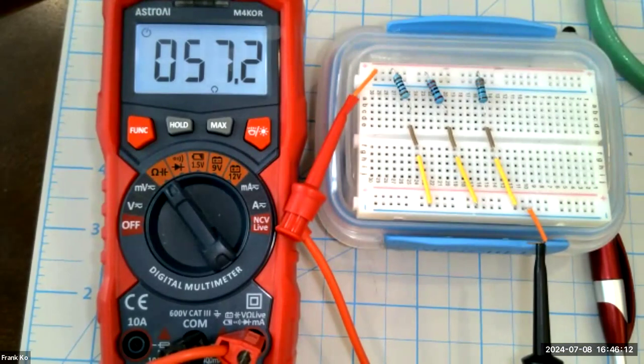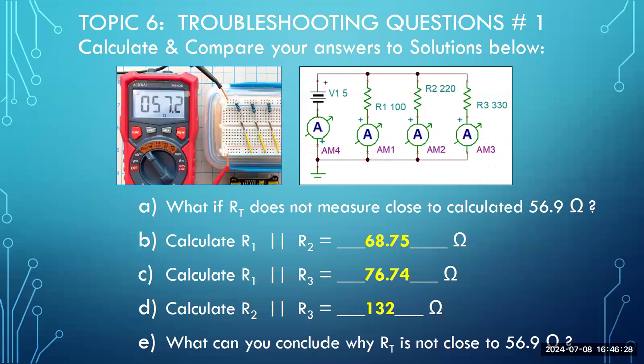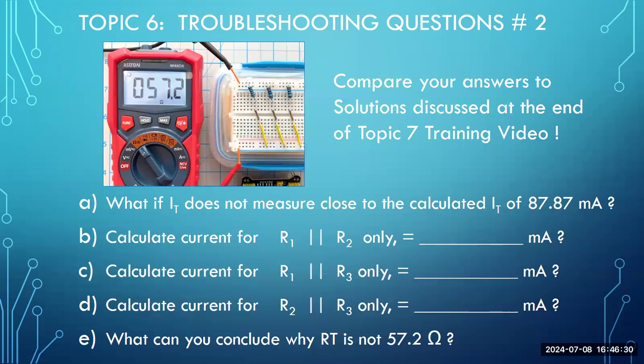All right, so now we can go on to the next challenge. And let me go back to share screen. And on the share screen, we happen to have our next challenge. And the next challenge is shown as question number 2 from topic number 6, troubleshooting. It says, compare your answers below to the solutions discussed at the end of topic 7, training.